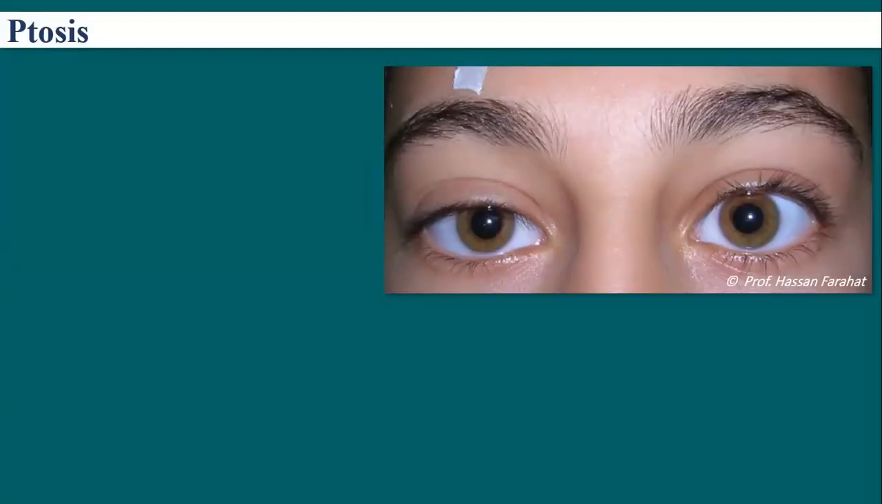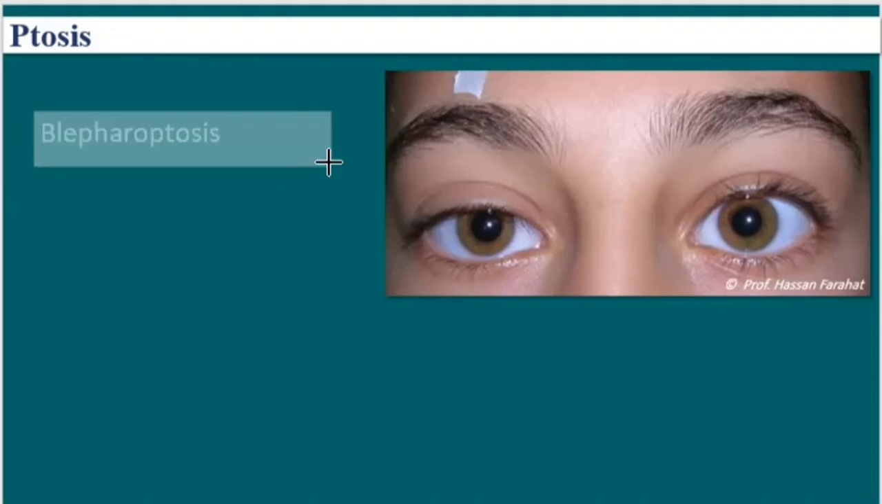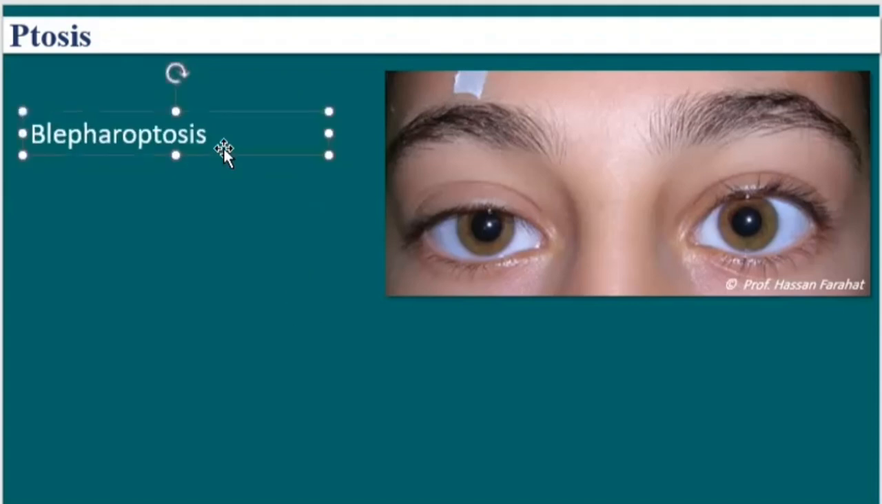So my first question: what is the definition of ptosis? Or before this question, is it ptosis or blepharoptosis? This is a blank slide. We are going to fill it together. One said blepharoptosis is correct, and another said ptosis is correct. Actually, both are correct. But which one is more professional or more specific? Blepharoptosis is more specific, because we have here blepharo.